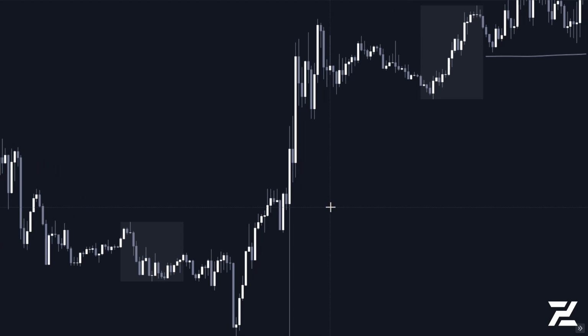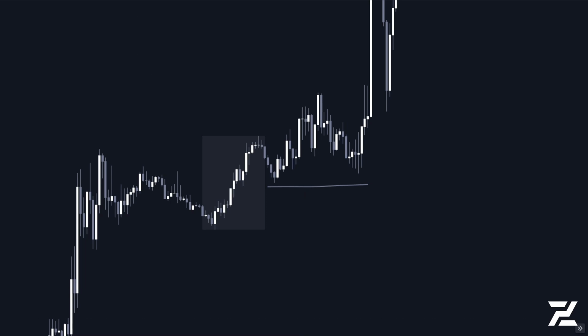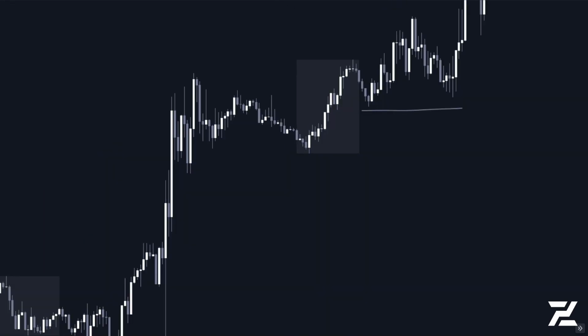Obviously the way I teach in the mentorship and the one-to-ones is kind of different because there are special rules to look for. But as you can see here, it didn't fully pull down into this area which you would have targeted. If you're managing your structure, fair enough, it would have been a winner. But unfortunately, depending on how you trailed your stop loss or how you managed the trade in general, it would have been a loss there. Or not a loss, but break even most likely for a lot of traders.